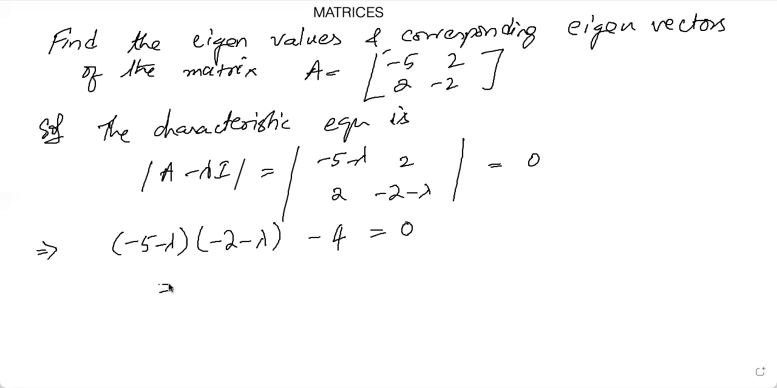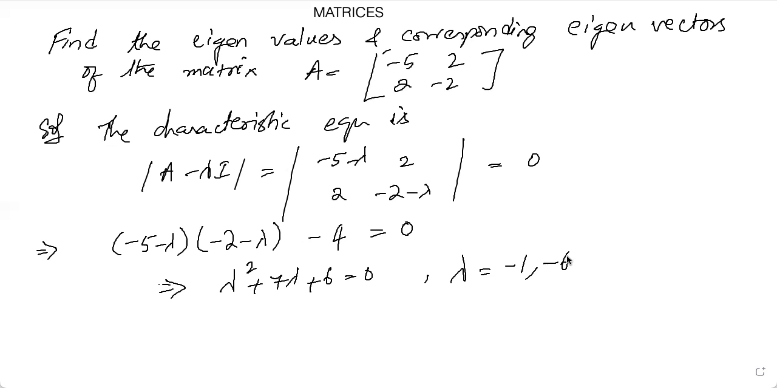let us simplify further. So after simplifying, you get this as lambda square plus 7 lambda plus 6 is equal to 0. Okay, so you will get the two roots, that is minus 1 and minus 6. Okay, these are the eigenvalues. Okay, let us find the corresponding eigenvectors.